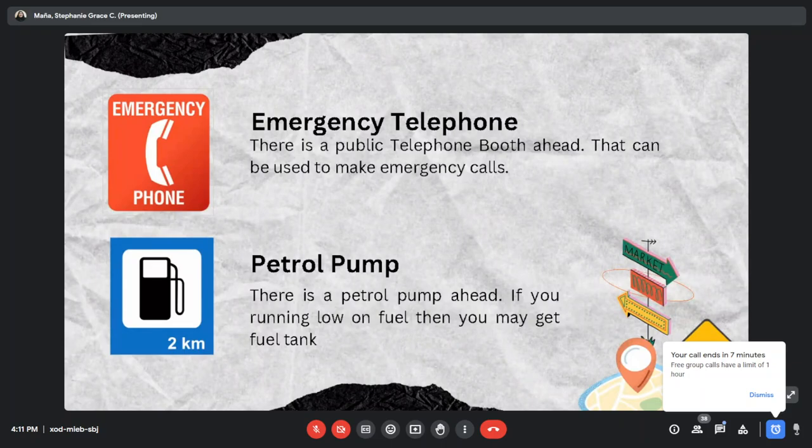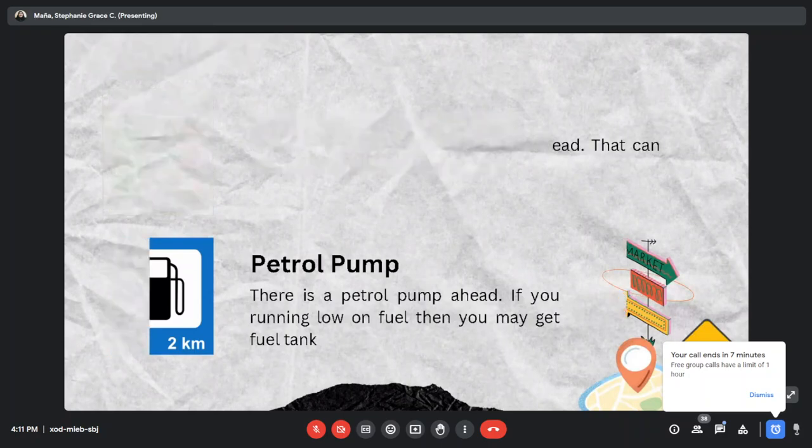So the next sign is petrol pump. There is a petrol pump ahead. If you are running low on fuel, then you may get fuel. So this sign is an indication that if you need fuel, you are near a gasoline station. Next slide.